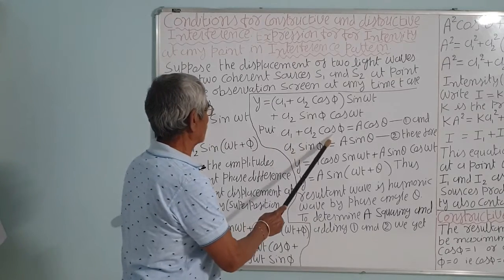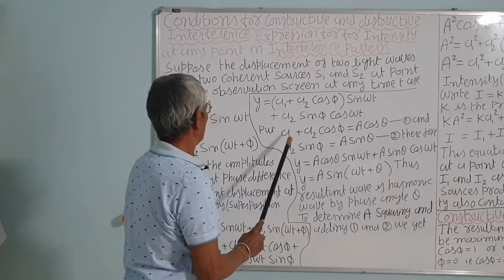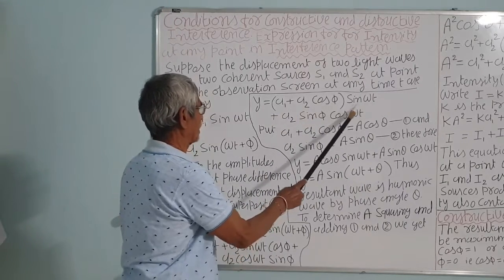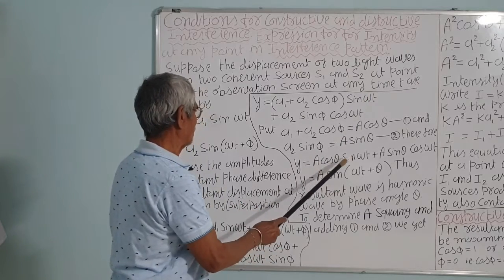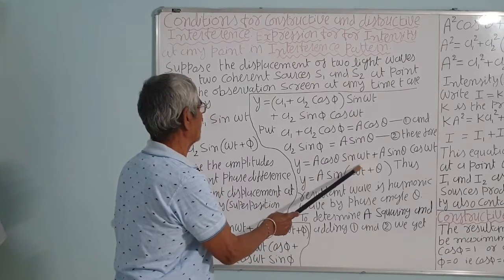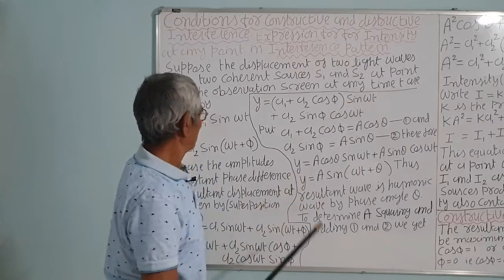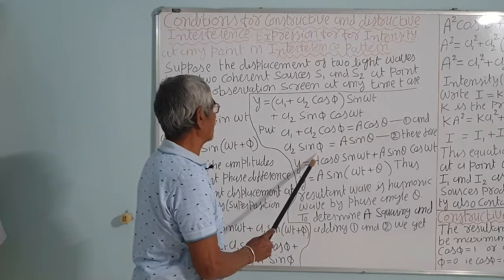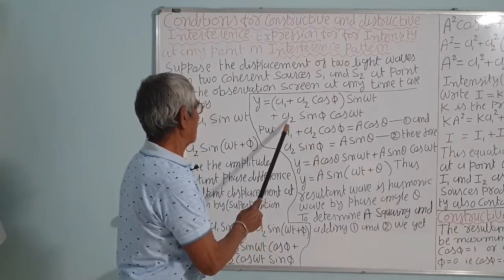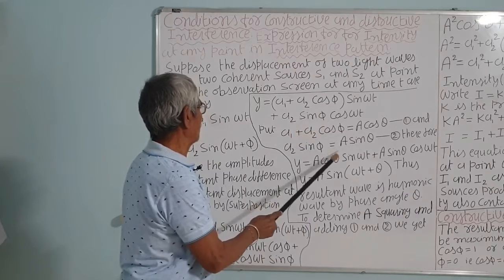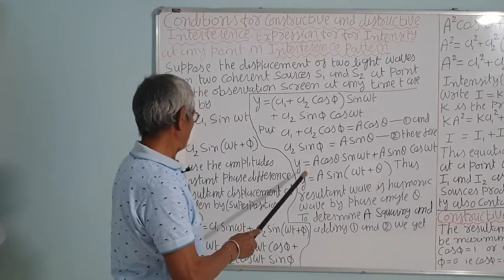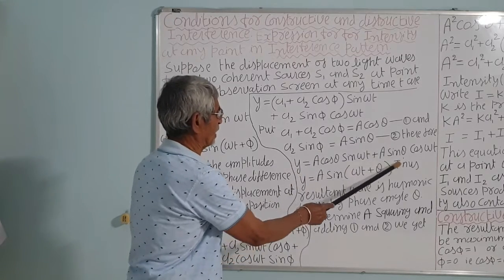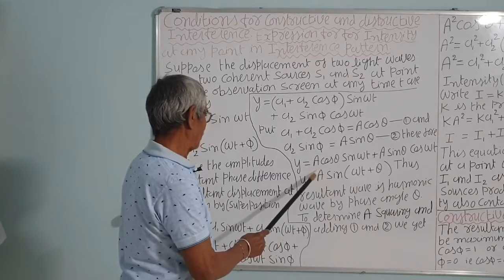Put a1 plus a2 cos phi equal to A cos theta. So this will become A cos theta sin omega t. Correct. Now put a2 sin phi equal to A sin theta. So that term will become this. Therefore y is equal to A cos theta sin omega t plus A sin theta cos omega t. Correct.